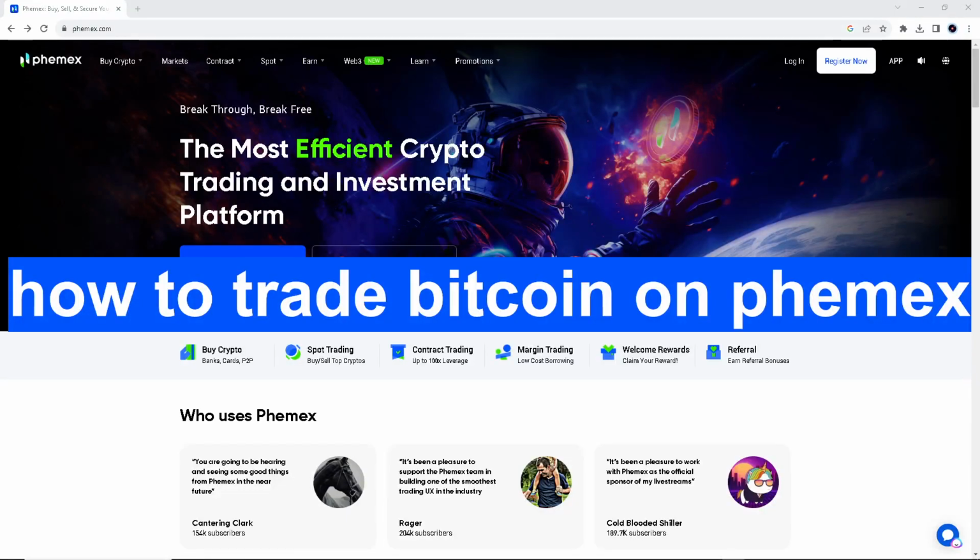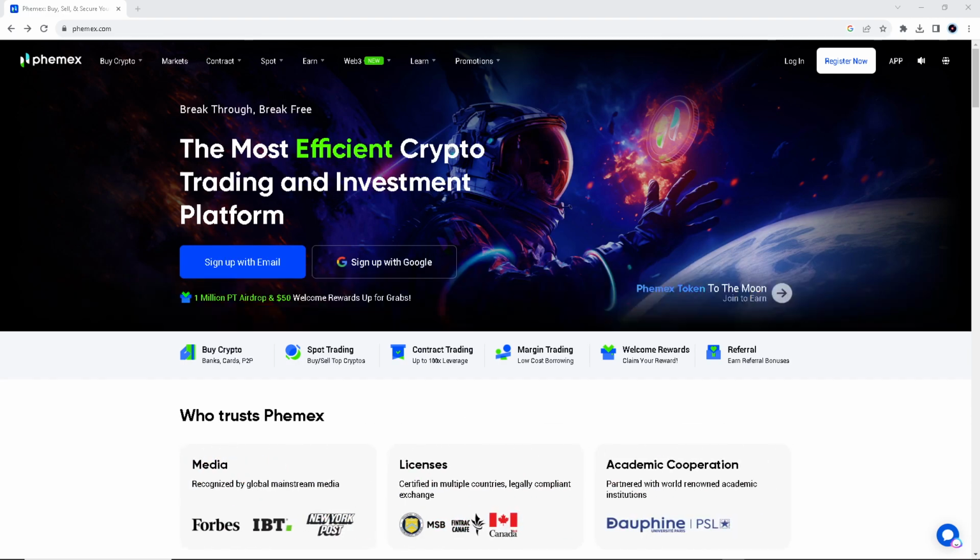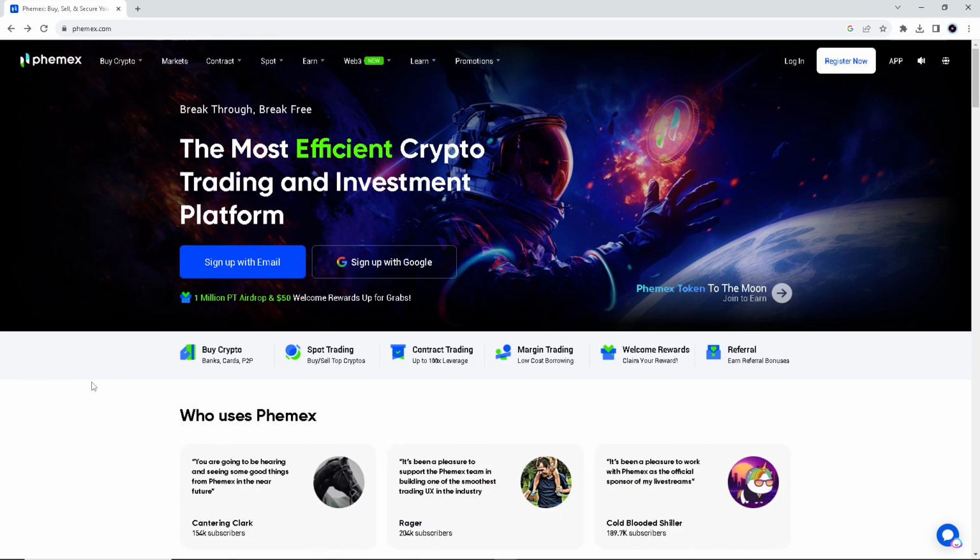For today's video, we will show you how to trade Bitcoin on Phemex. So let's begin. Now, on your mobile device, open the app and log in using your credentials. Or if you're here on your computer, go to Phemex.com and log in. Alright, so there are three ways for you to trade Bitcoin on Phemex.